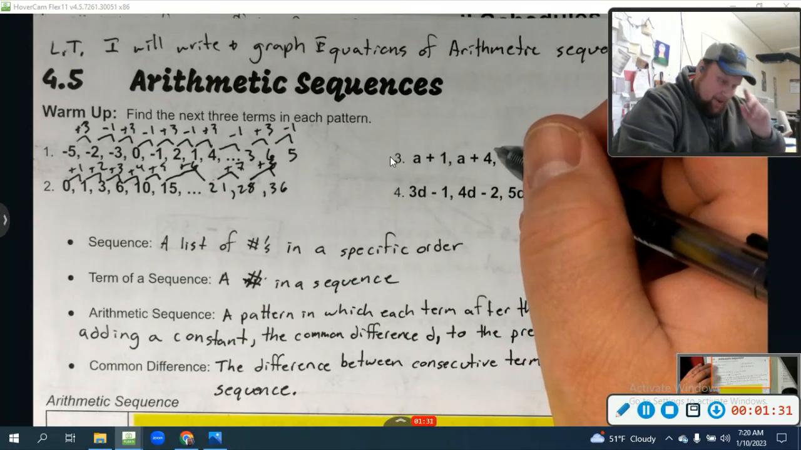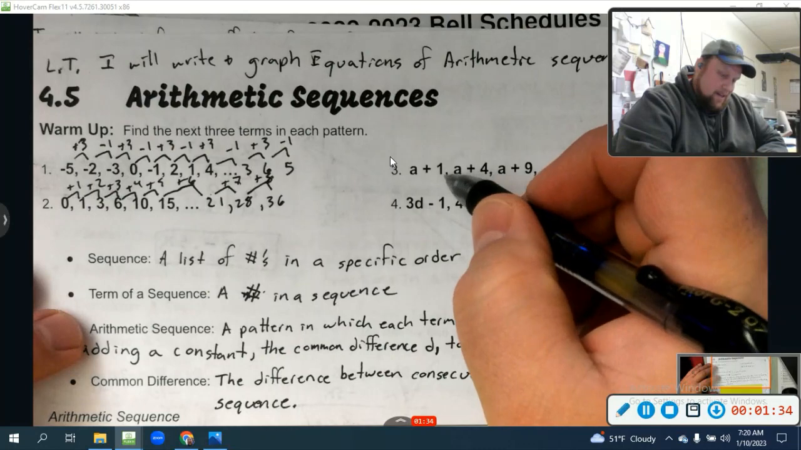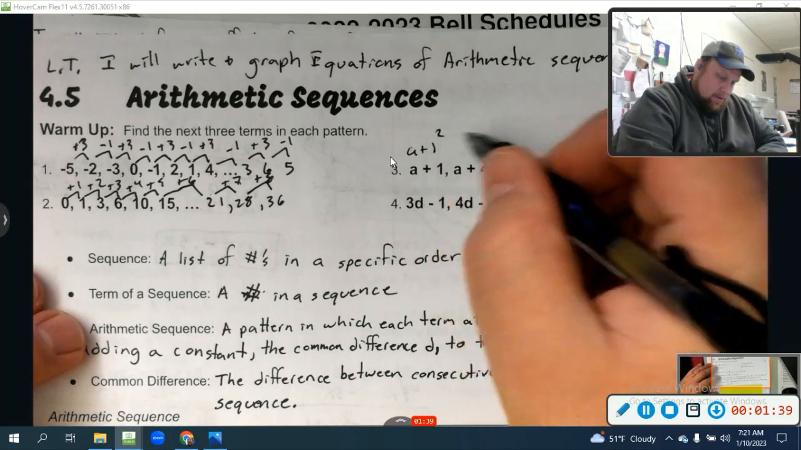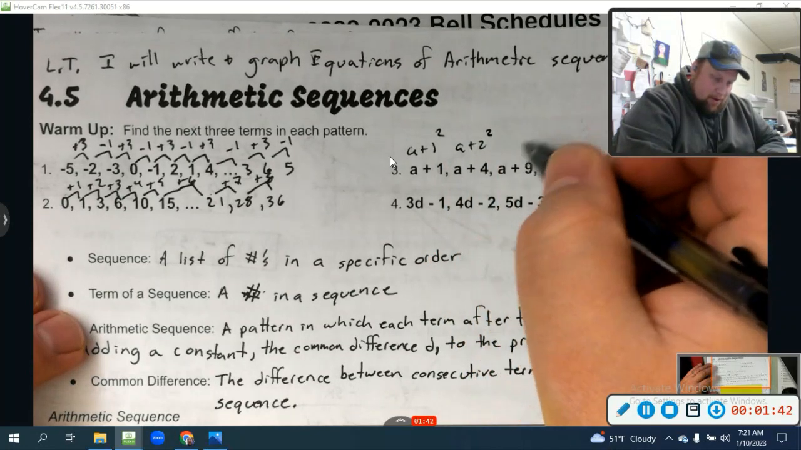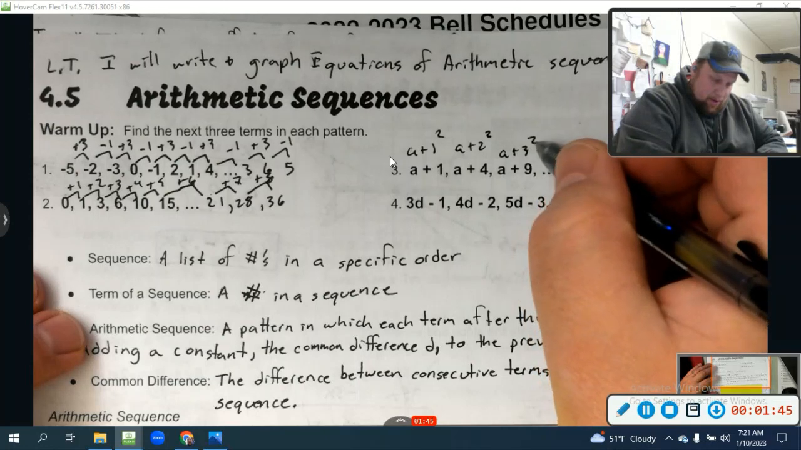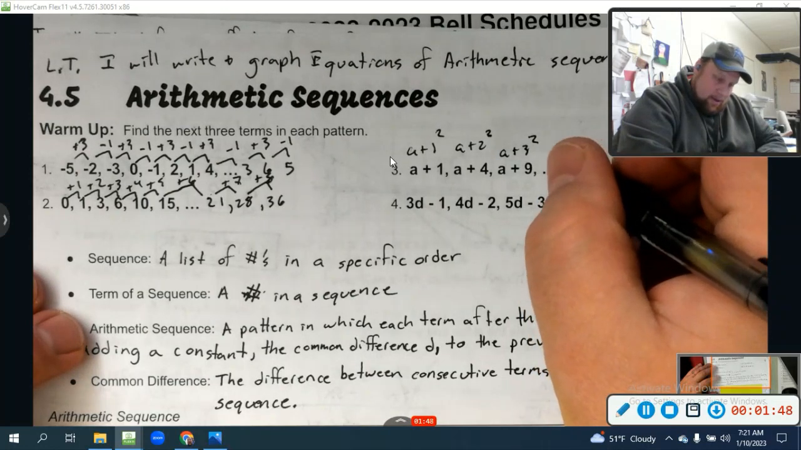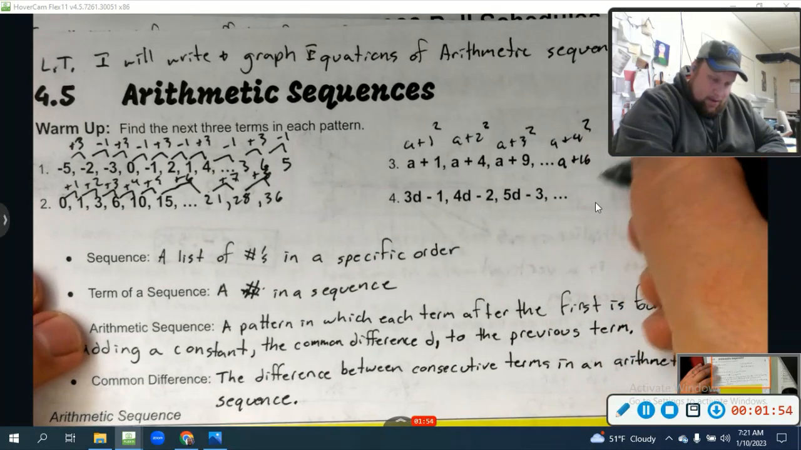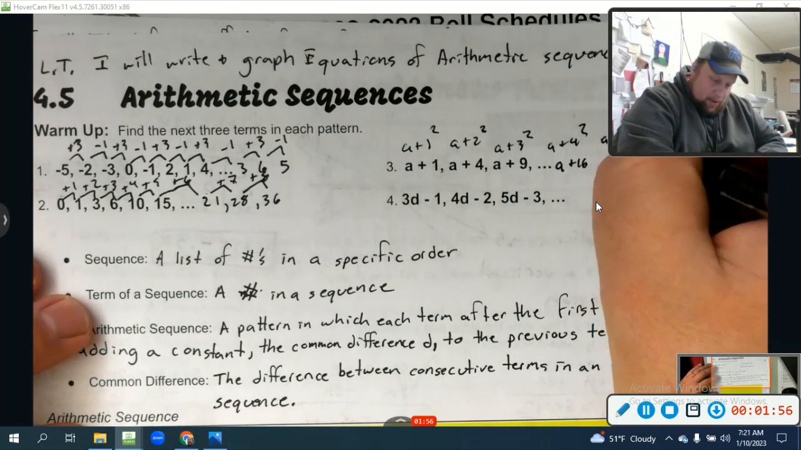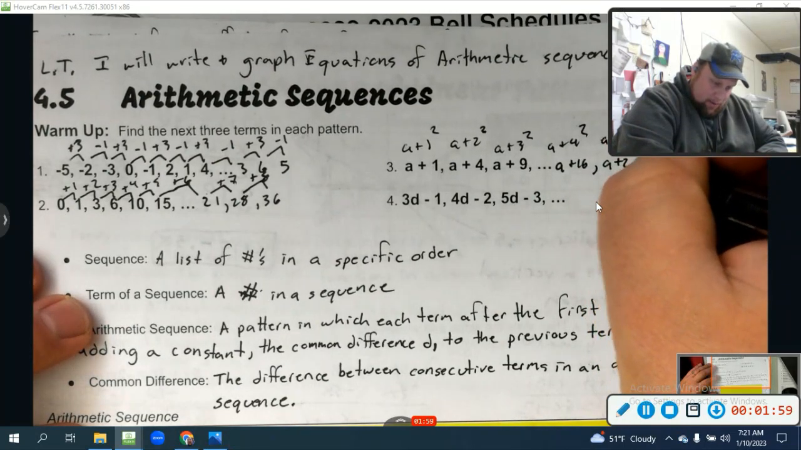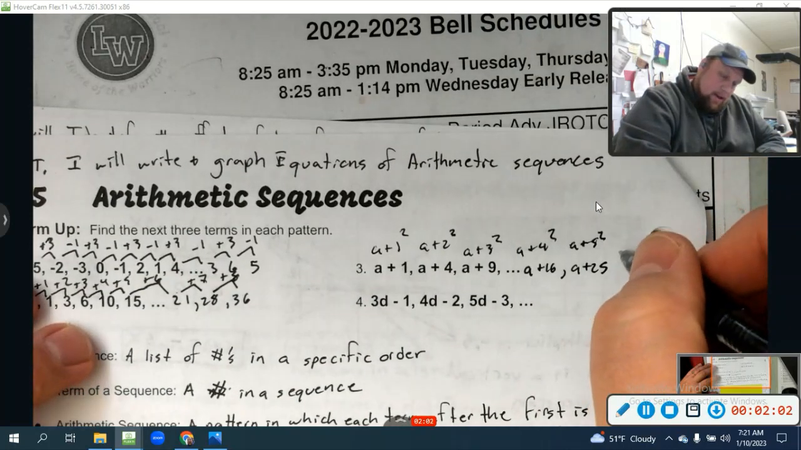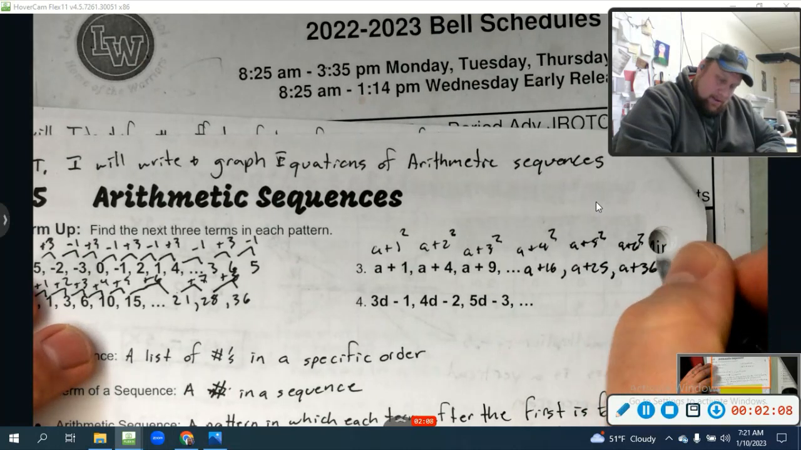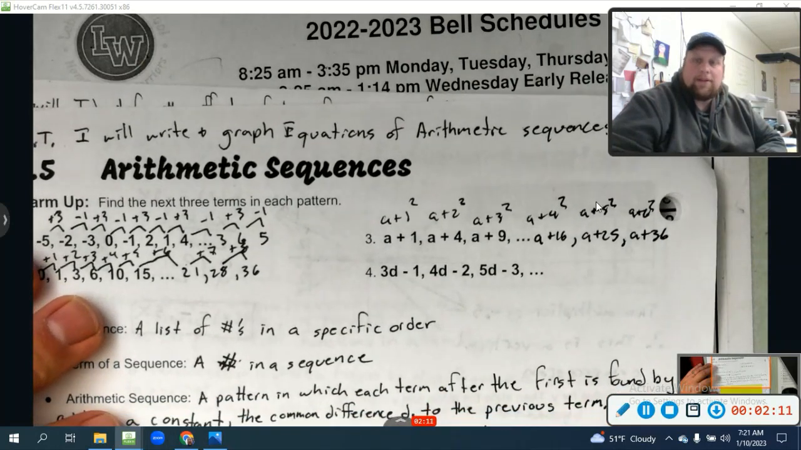This one's a little different. I recognize it for what it is. It's going to be a plus 1 squared, a plus 2 squared, which is 4, a plus 3 squared, which is 9, so a plus 4 squared, which is going to be a plus 16, a plus 5 squared, which is going to be a plus 25. Oh, you can't see that, sorry. And then a plus 6 squared, which is a plus 36. Those ones used to stump me, but I've started to recognize them in my later years.